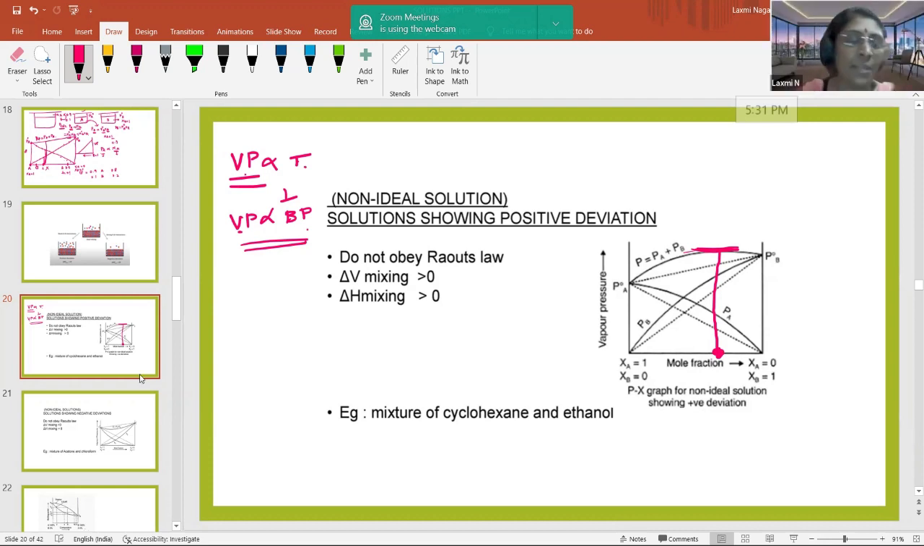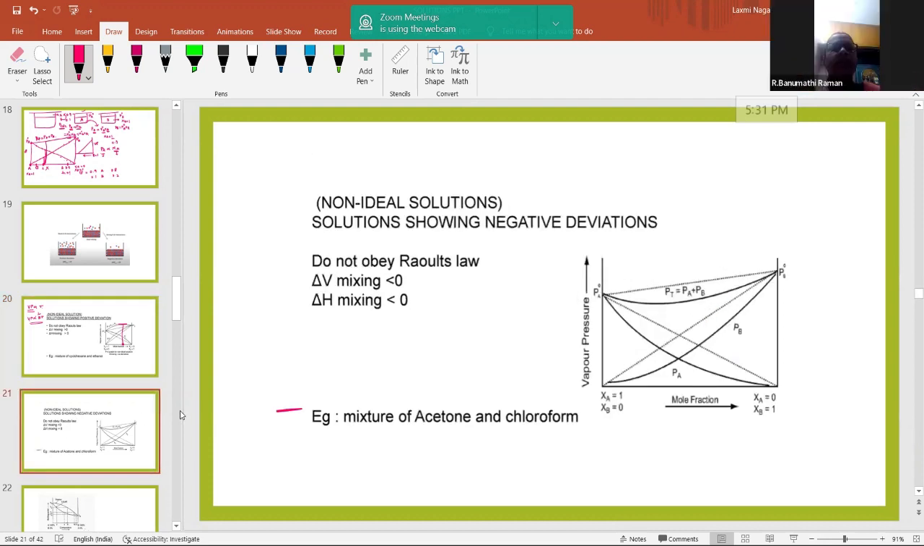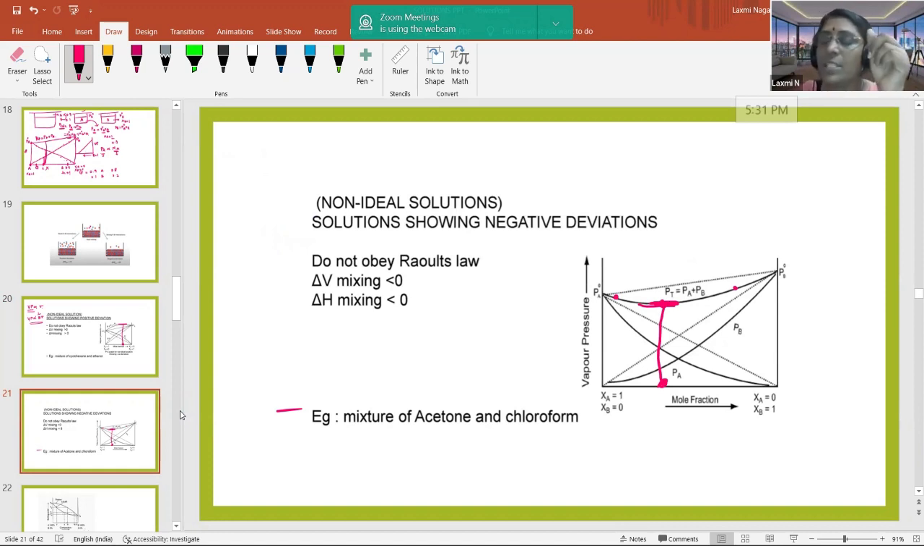Similarly, in the case of negative deviation, maximum boiling azeotrope. There will be a point where the total vapor pressure is minimum. At this point, the vapor pressure is higher than the vapor pressure here. So this composition will now be called the azeotropic mixture. That mixture which has minimum vapor pressure and hence maximum boiling point, which boils without change in composition, is called an azeotropic mixture.